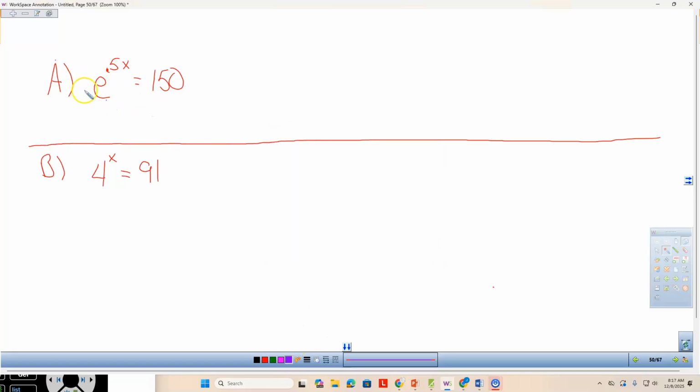What do I do to get rid of an e? Well, natural log both sides, right? So when you natural log an e, that goes away and your exponent comes down. But this stays natural log of 150 because that's just some number. And now it's good old-fashioned algebra. Once you get rid of the exponential part, we're just going to divide both sides by 0.5. And then I plug that in my calculator. And my calculator says user error. No. 10.02. Ta-da!